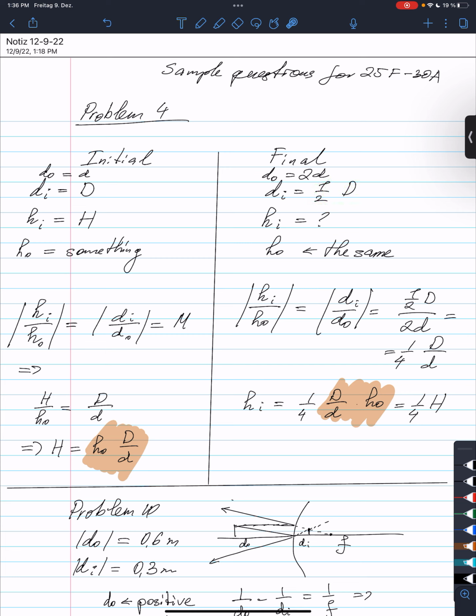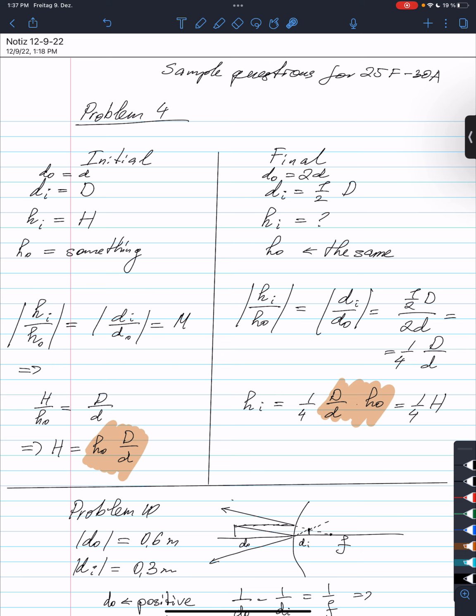So what we need to find is the height of this image. Obviously, the height of this object didn't change because we just moved that. We didn't shrink it or anything. So H0 stayed the same. Okay, very good. So let's go back to our initial part here.